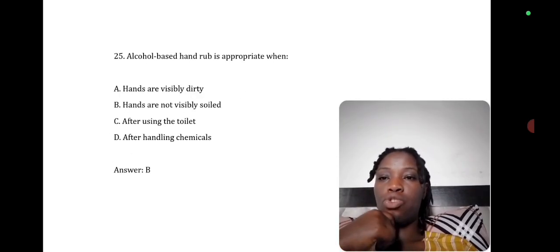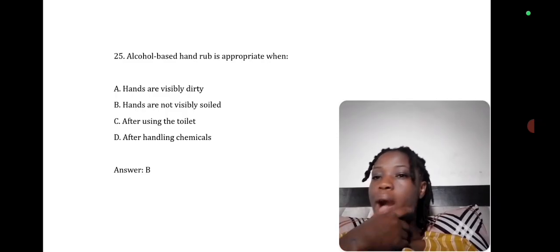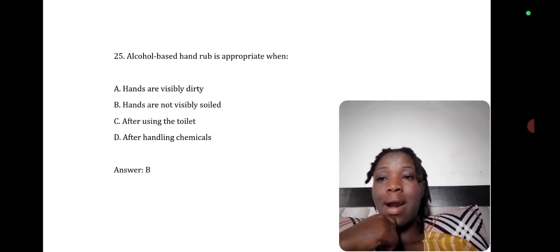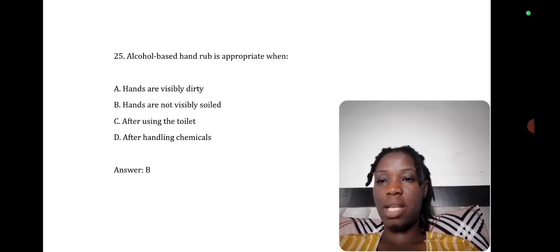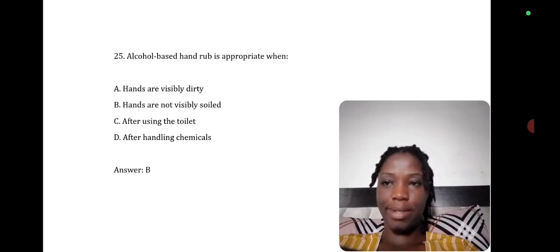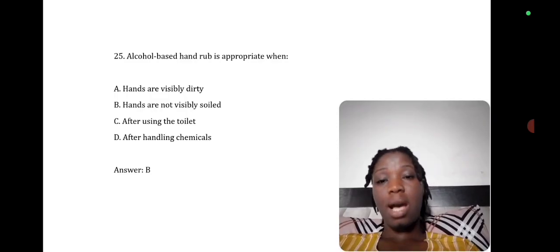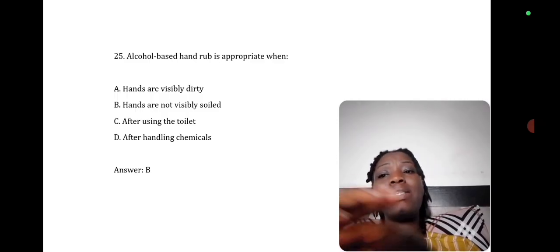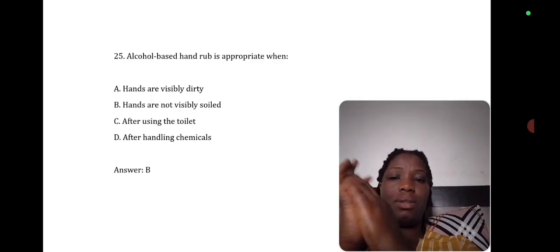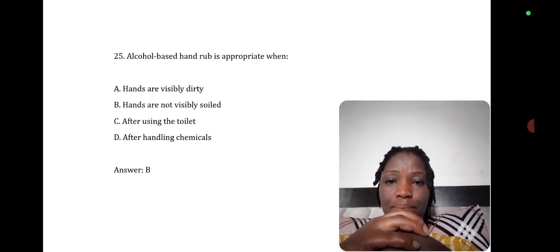25. Alcohol-based hand rub is appropriate when they say hands are visibly dirty. If your hand is visibly dirty, you wash your hand. You don't use alcohol-based hand sanitizer. You don't use sanitizer when your hand is dirty. After using the toilet, you don't use sanitizer, you wash your hands. After handling chemicals, you wash your hand with soap and water. When your hands are not visibly soiled, that's when you use hand sanitizer.